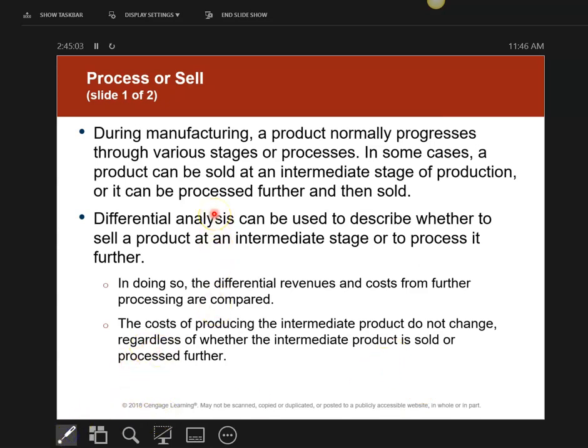Well, next we're going to start on the last two concepts of a differential analysis. Process or sell is the first one we're going to talk about. In a manufacturing environment, we often are making something, and as we make it, it will create a byproduct. I could actually sell that byproduct as a separate item, or I can continue making something else with it. So we're going to look to see on this one, should I stop halfway through the process and sell what I've already made, or should I continue processing it?